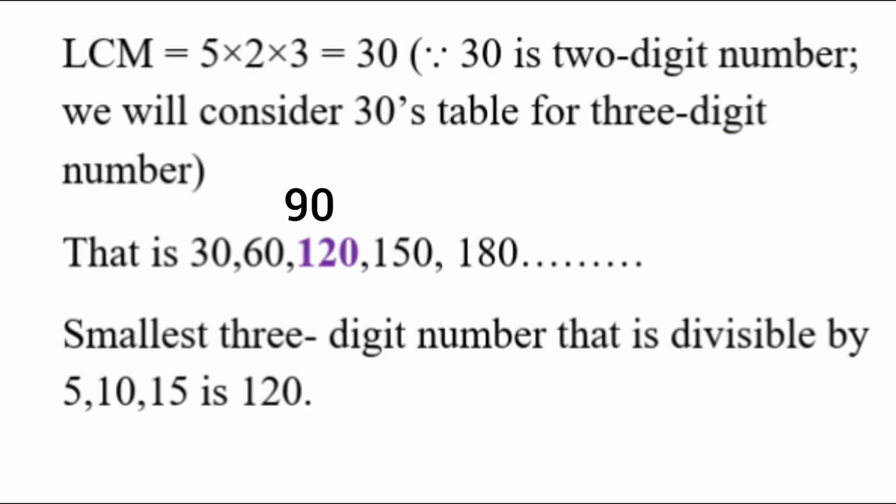LCM is equal to 5 into 2 into 3, that is 5 2s are 10, 10 3s are 30, but 30 is a 2-digit number, and here we have to calculate the answer for a 3-digit number. For a 3-digit number, we will consider the multiples of 30, that is 30's table. 30 2s are 60, 30 3s are 90, then 120, 150, 180, and the smallest 3-digit number is 120. Hence, the smallest 3-digit number that is divisible by 5, 10 and 15 is 120.